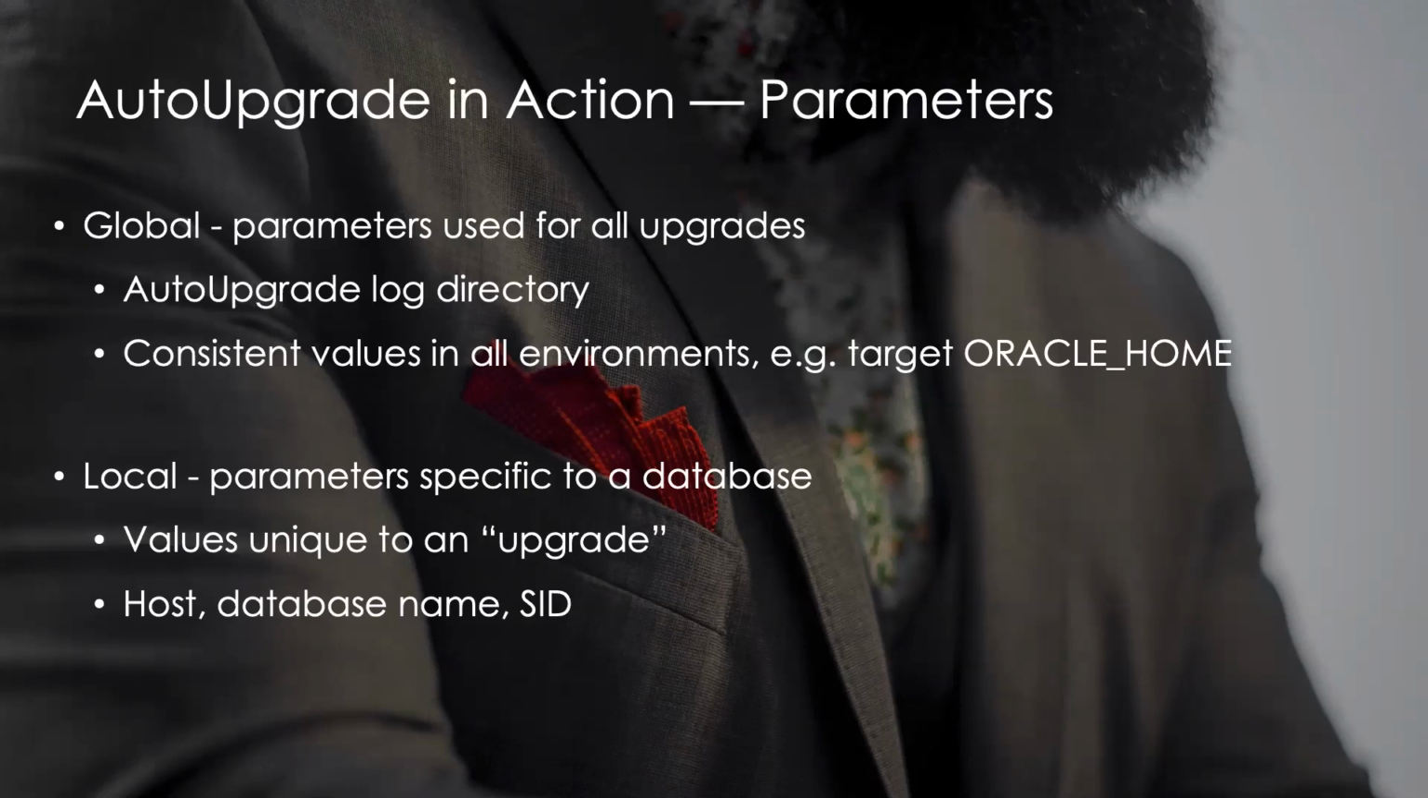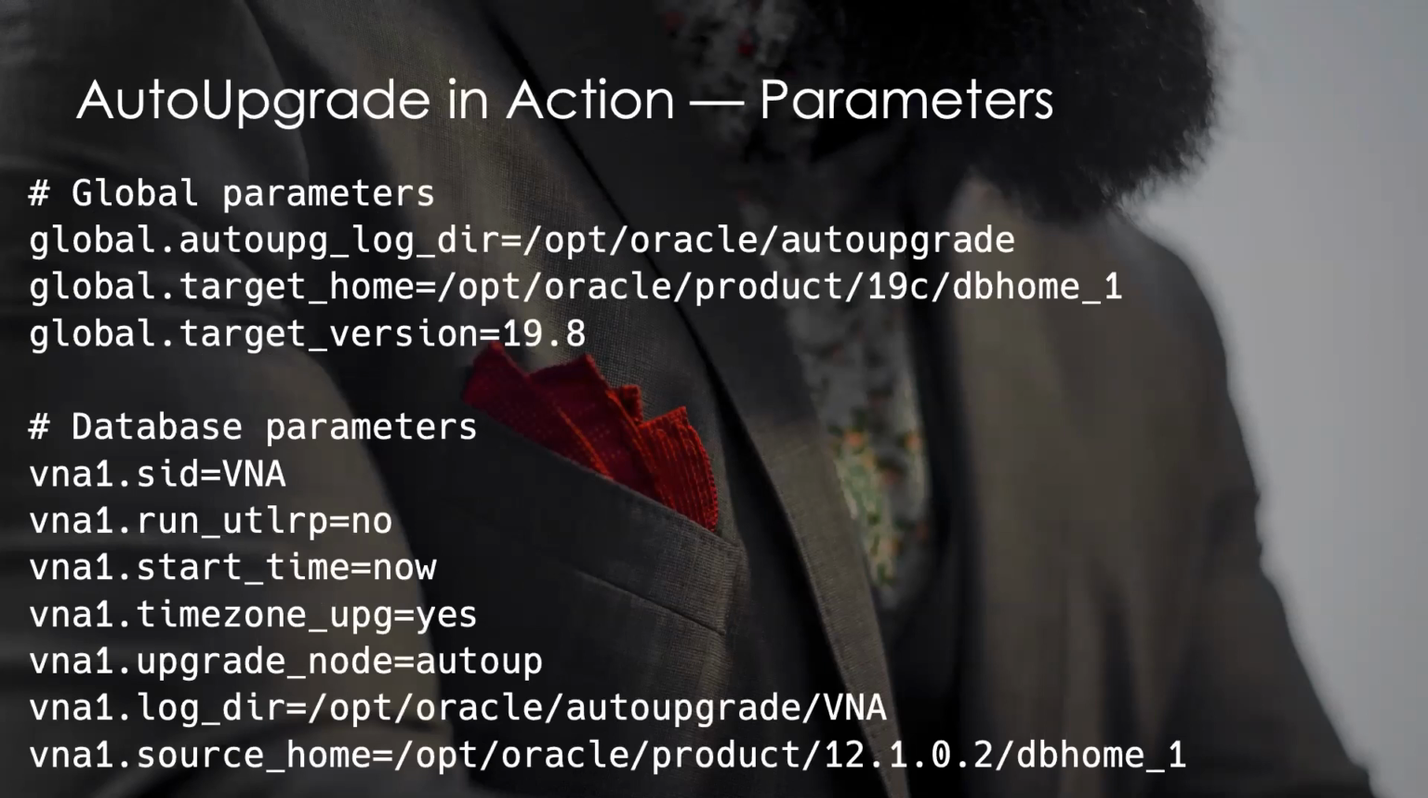maybe like a host name or a SID, things like that, that are unique to an individual database. Now, there are some parameters that can't be global, some that can't be local, some that can be global or local, and some that can be set globally and overridden locally. I hope that was confusing. So even if you're only upgrading one database, you're still going to have at least one global parameter, and that's the log directory. Then you'll have some local parameters. So if that was confusing, hopefully I will be able to clear it up for you with some examples.